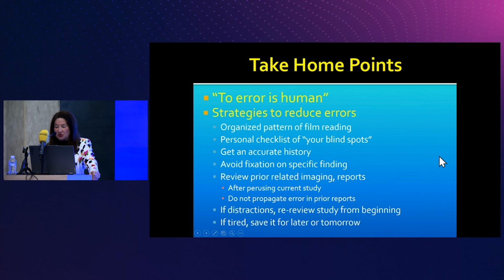So take-home points to err is human. Strategies to reduce errors. You've got to have an organized pattern of film reading. You've got to have your own personal checklist. Each of us has our own little areas we just don't see well. Mine's the supraclavicular fossa. There's never a case I don't go back and double and triple check.